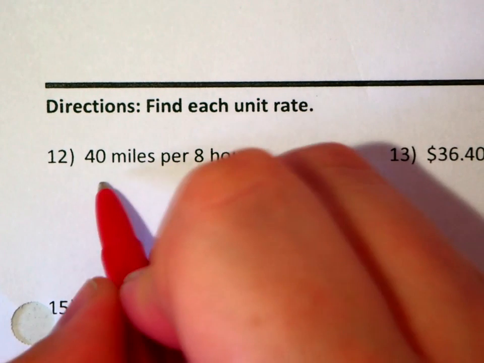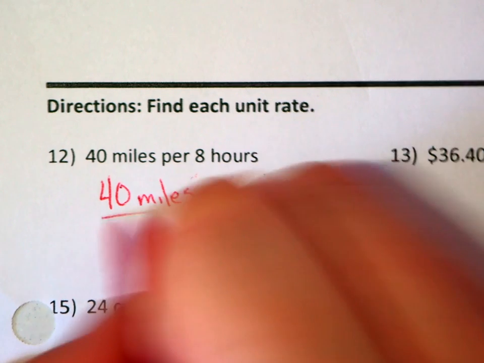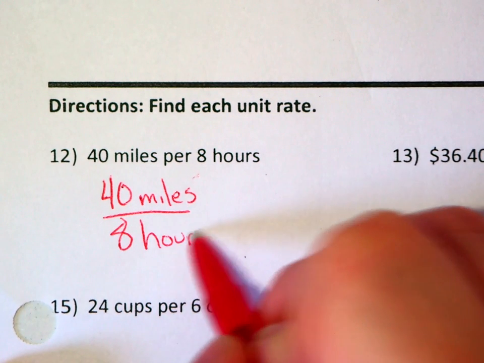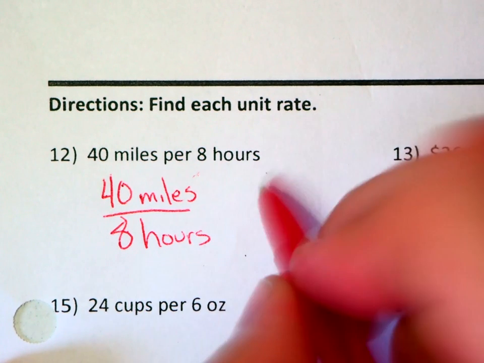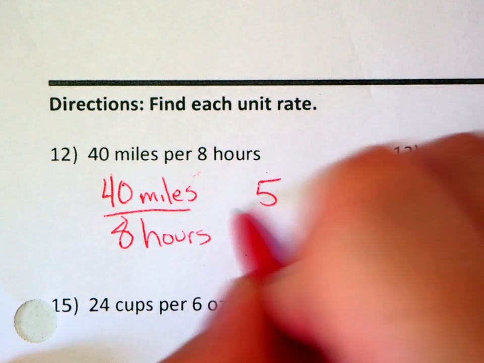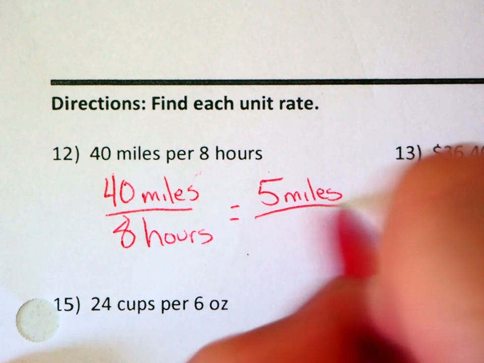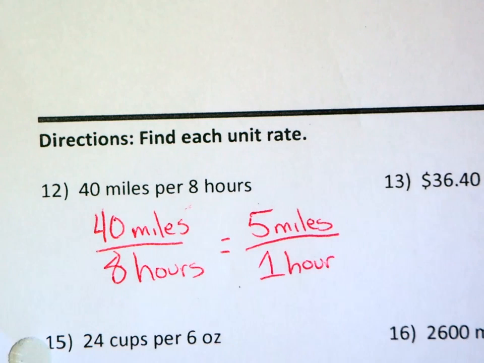We would set that up as 40 miles per 8 hours, and simplify. 8 goes into 40 5 times. So now I have 5 miles per 1 hour. Or you could say 5 miles per hour.